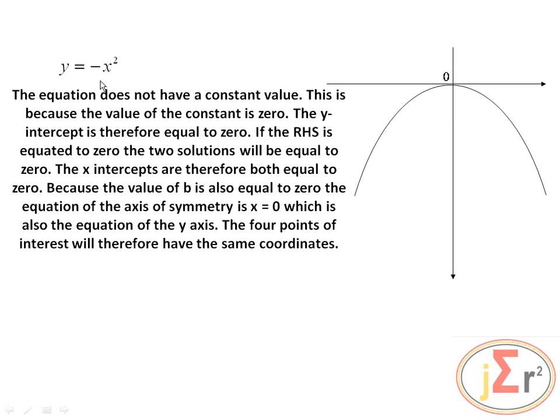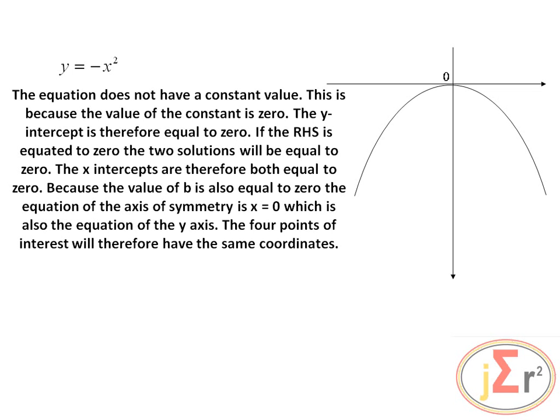And if we are going to solve f of x equal to 0, in order to determine the values of the x-intercept, we will get x squared equal to 0. So the x-intercepts will both be equal to 0. What about the axis of symmetry? Minus b over 2a. The value of b is also equal to 0. Therefore, the axis of symmetry will be x is equal to 0.